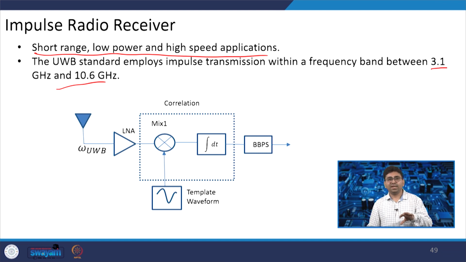So, for specific application impulse radio receivers are used, and it has a combination of mixer and correlator. The only disadvantage of this architecture is you need to have a very wide band, 3.1 gigahertz to 10.6 gigahertz. That means your LNA, mixer, all the components should work for that entire band, and that will limit the performance of this impulse radio receiver.